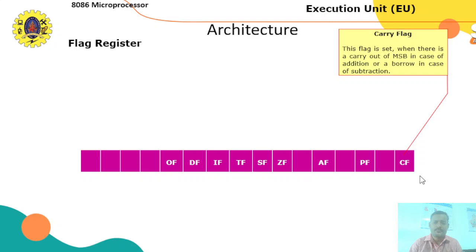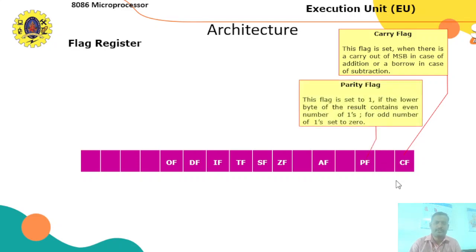The carry comes out from the MSB bit. Whenever you are adding an 8-bit number with another 8-bit number, the 9th bit will be called the carry flag. So the carry that comes out from the MSB bit will be called the carry flag.